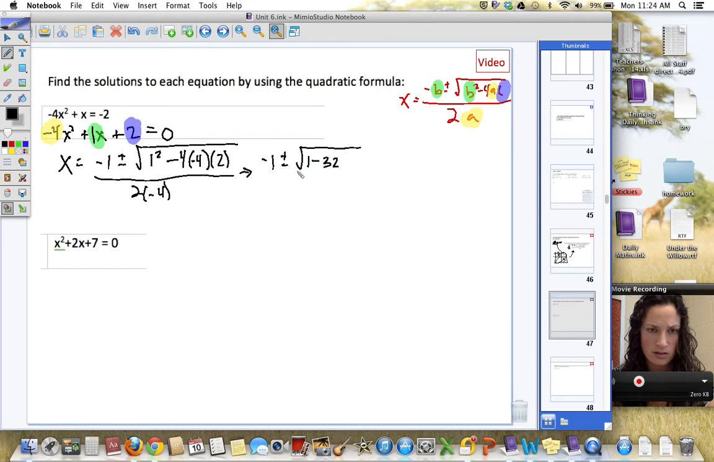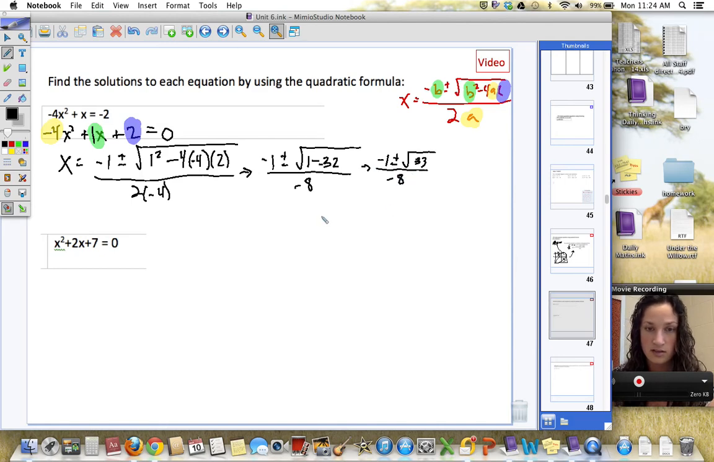Am I right on this? Oh, negative 32. There we go. All over 2 times the negative 4 is a negative 8. So then I'm going to have negative 1 plus or minus the square root of 1 minus a negative. It becomes plus, so it's the square root of 33 all over negative 8.